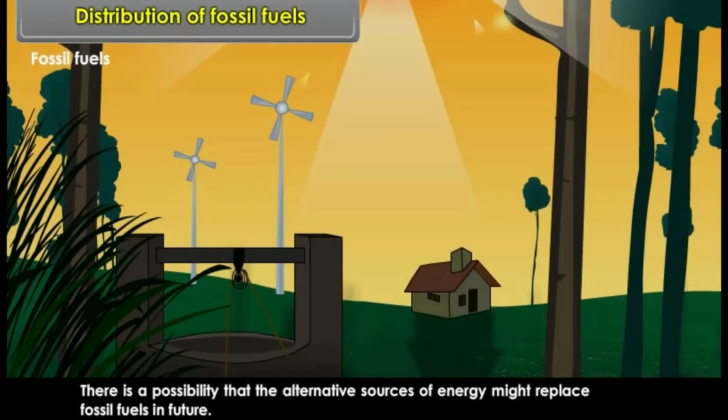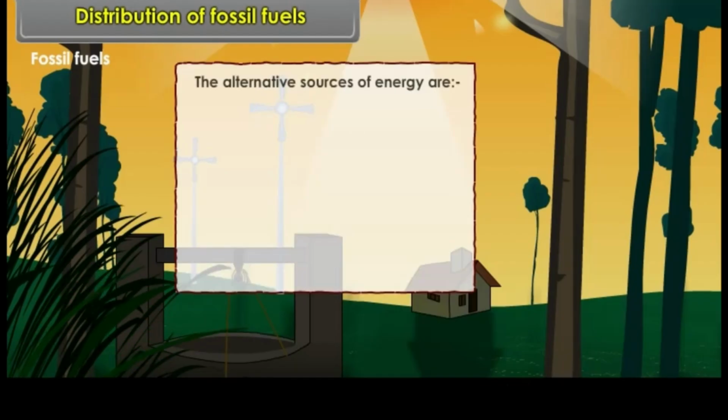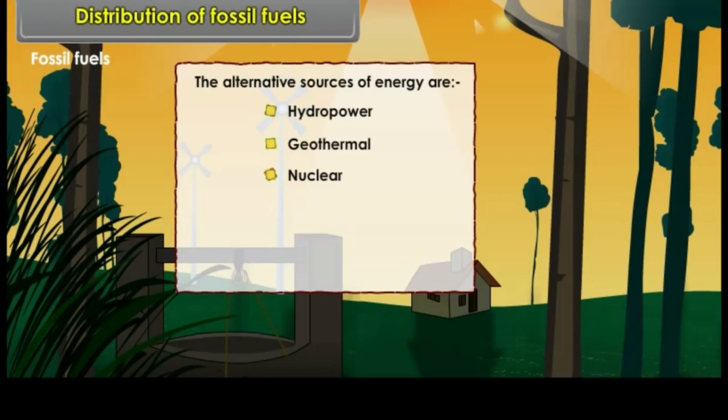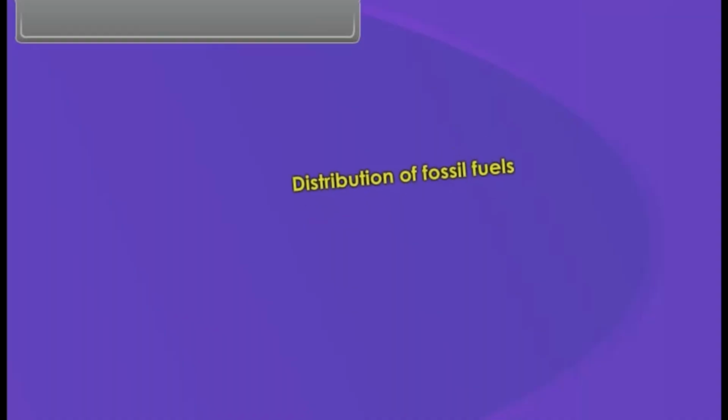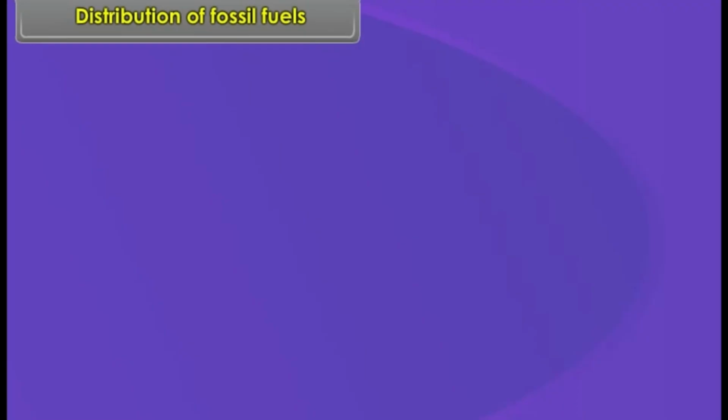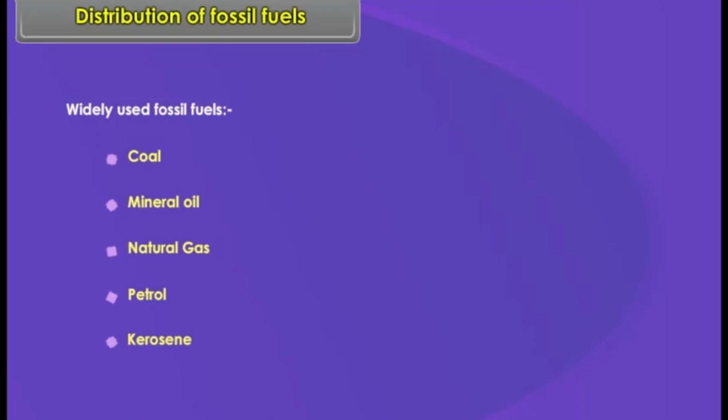There is a possibility that alternative sources of energy might replace fossil fuels in future. The alternative sources of energy are hydropower, geothermal, nuclear, solar and wind power. Distribution of fossil fuels. We can list out some widely used fossil fuels: coal, mineral oil, natural gas, petrol, kerosene, etc.